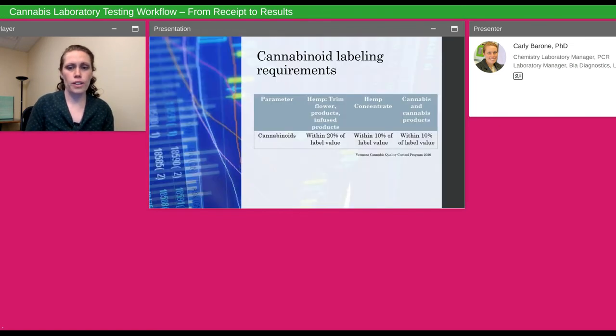This is really important for them because the state of Vermont has set limits for what their results should be compared to the label value that they're placing on that product.